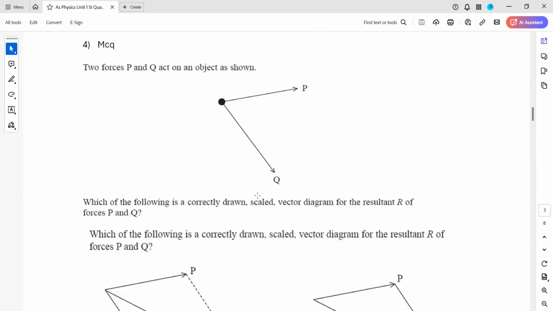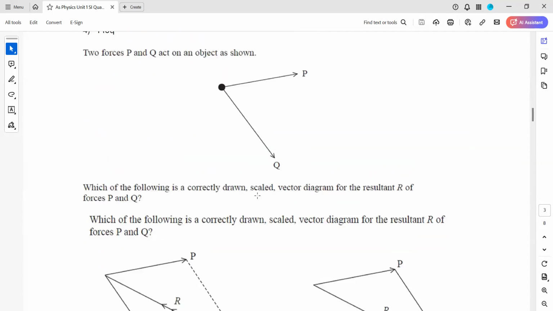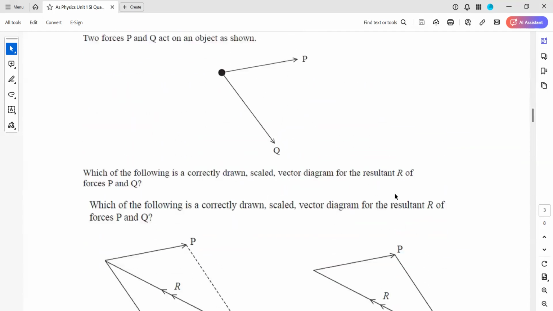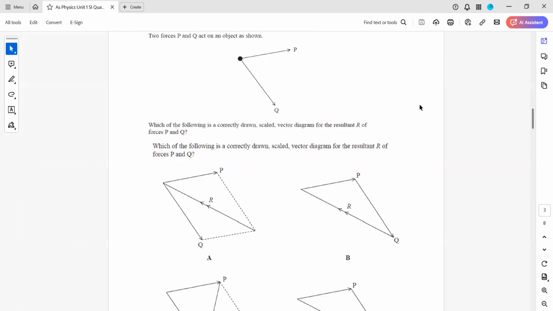Two forces P and Q act on an object. There are two ways to get the resultant. You can use either a parallelogram method or a triangle method. In the parallelogram method, the two vectors must start from the same point and we complete a parallelogram, and the diagonal will be the resultant. In the triangle method, you draw any one of the vectors, then the second vector, and from the tail of the first to the head of the last will be the resultant.